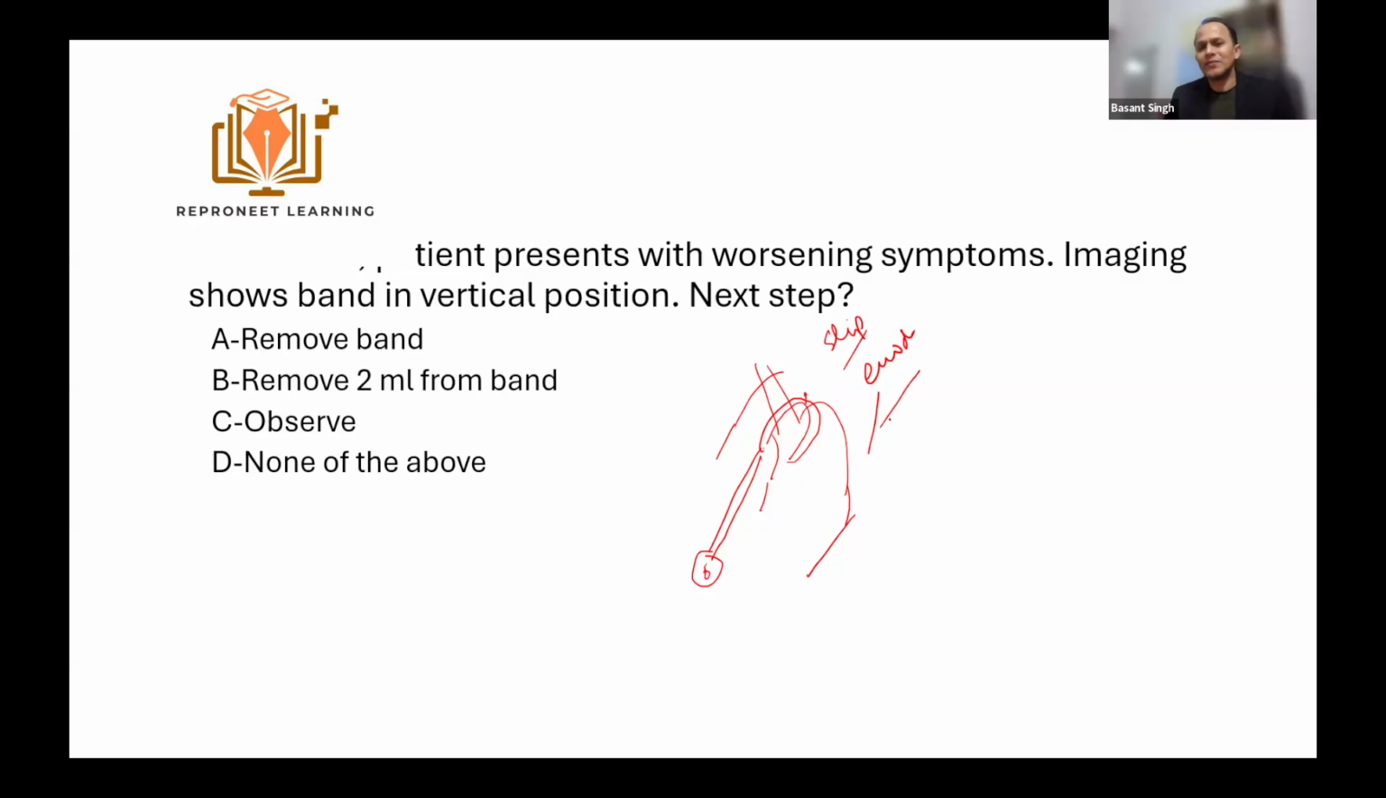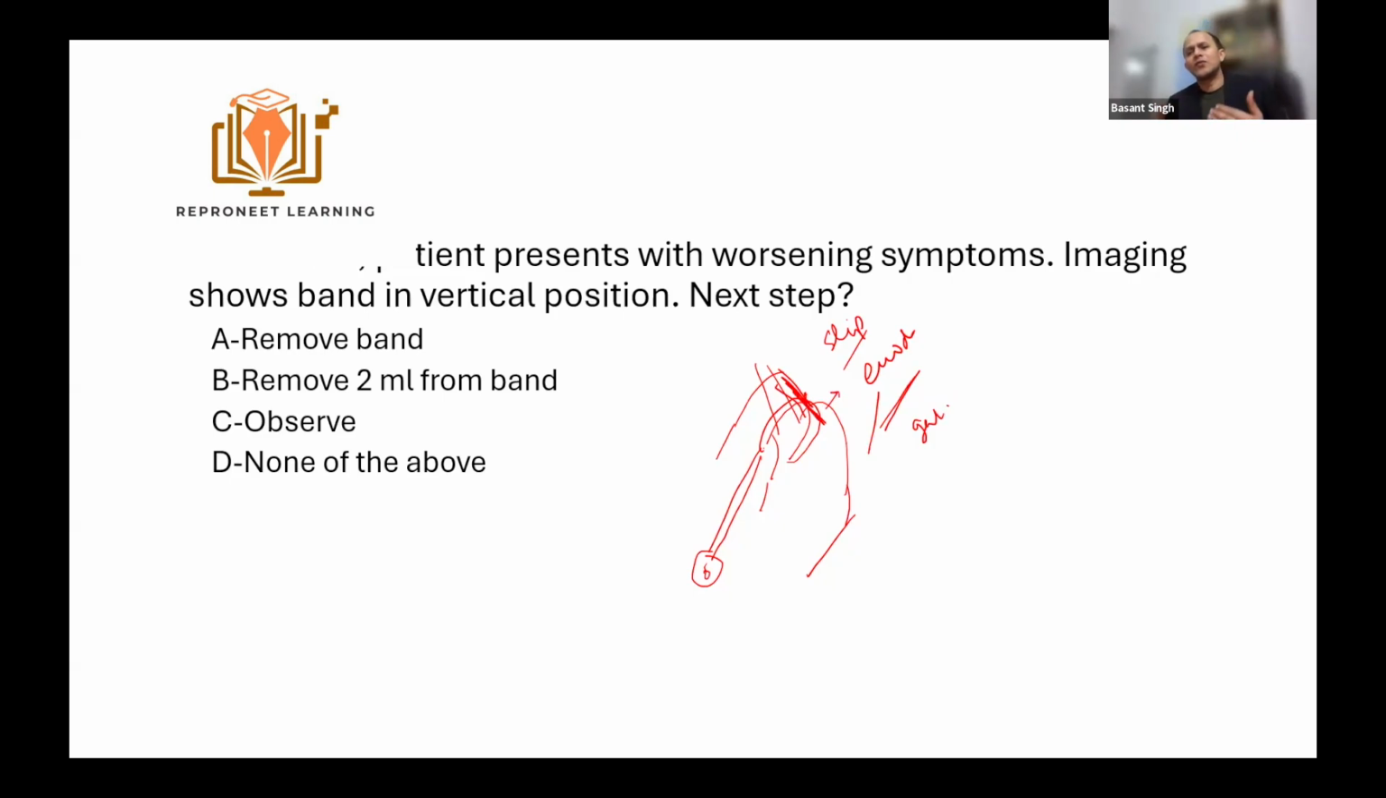Okay, next you'll see something like this. If it goes vertical, it means it has slipped like this. If the band has slipped, then the first step is you deflate the band, because if you don't deflate that band, then it will compress the stomach and can cause gastric necrosis. So whenever you have a slipped band, the first thing you do is deflate the band.